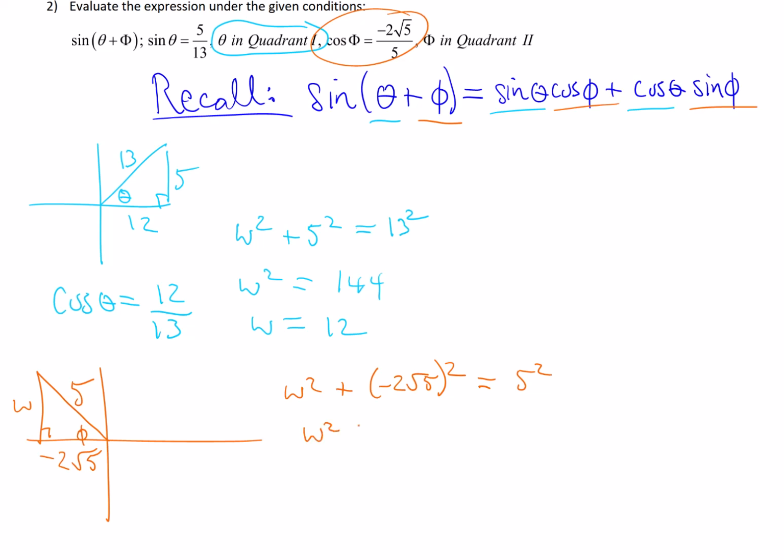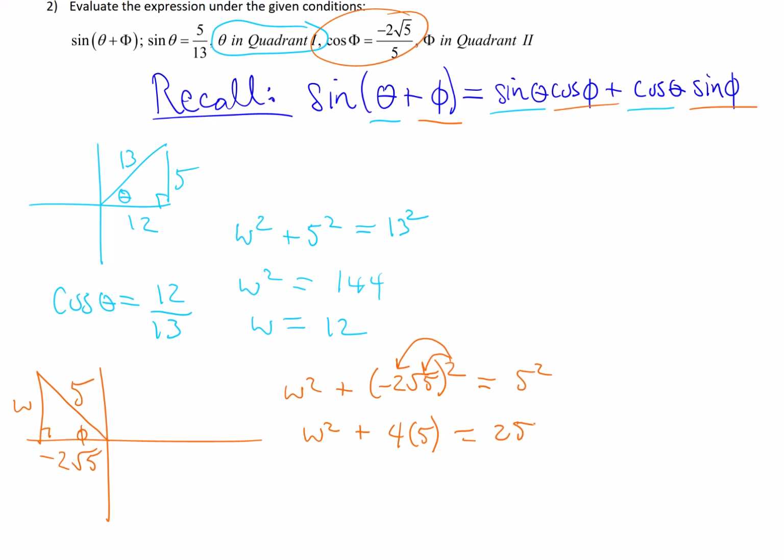We have w squared plus, if I'm squaring a radical expression that's negative, first of all, it's going to be positive. And secondly, we can square both the number 2 and the root 5. If you recall some root properties from algebra, this will become 4 times 5, right? You're squaring the negative 2 to get a positive 4, and you're squaring the square root of 5 to get 5. So what we have here is w squared plus 4 times 5 equals 5 squared, which is 25.